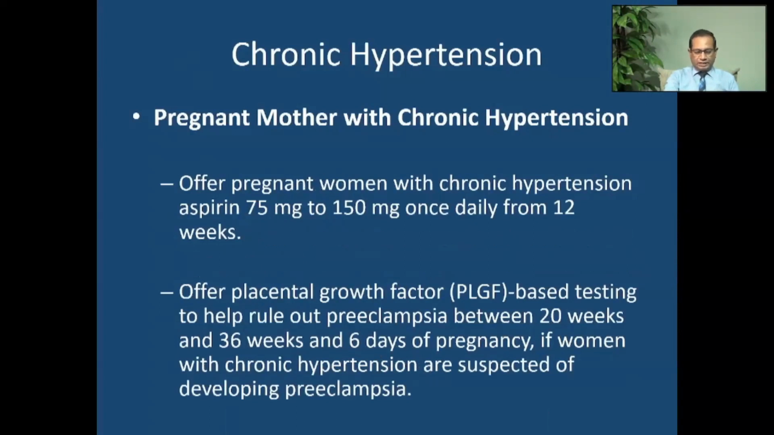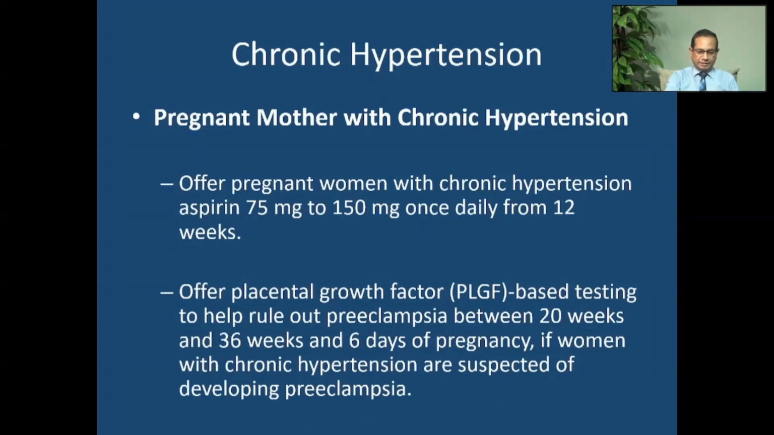This is a very important finding: a pregnant mother with chronic hypertension needs to start aspirin 75 to 150 milligrams once daily from 12 weeks onwards. This is very important. So any pregnant mother with chronic hypertension, after 12 weeks of pregnancy, you need to start 75 to 150 milligrams of aspirin if there's no contraindication to starting aspirin.